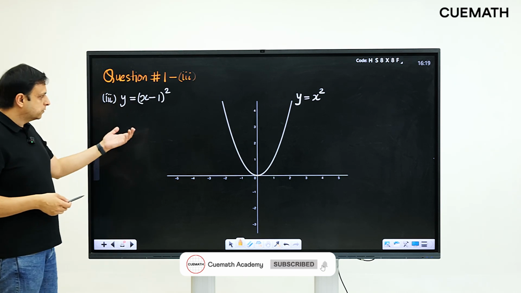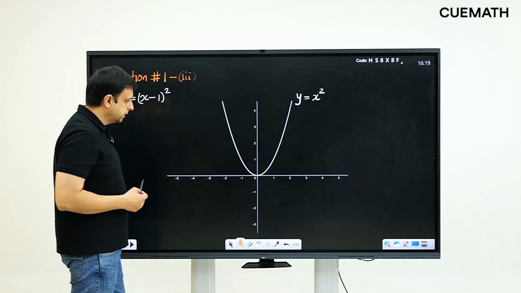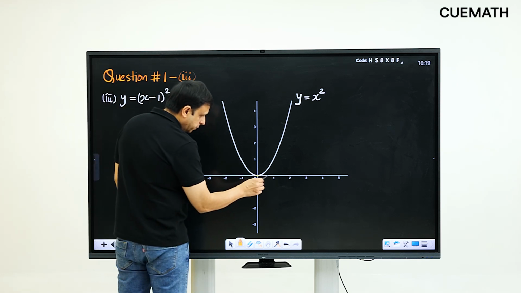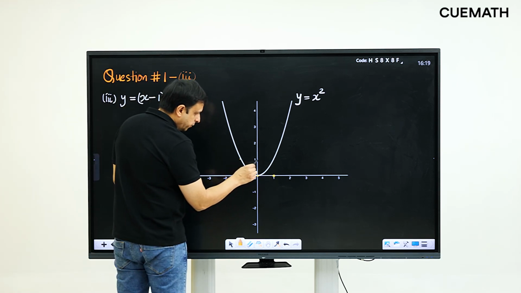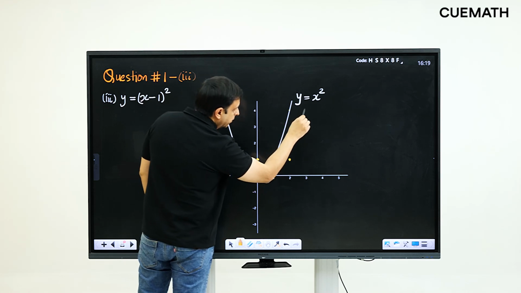What about x minus 1 whole square? This should be a delay of 1 unit. It's a horizontal rightward shift of 1 unit. So this point goes over here, this one moves over here, this one moves over here, and then maybe this point here I can plot over here.